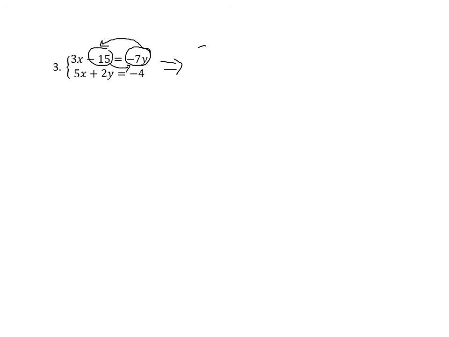So let's do that. We're going to have 3x. When I take my negative 7y and move it over, it's going to be plus 7y. And that equals, move the negative over, that becomes a positive 15. Now on the bottom, it's in standard form already because I've got 5x plus 2y, and that equals negative 4. So now let's look at step 2. Step 2 says we need to get one of these variables to cancel.